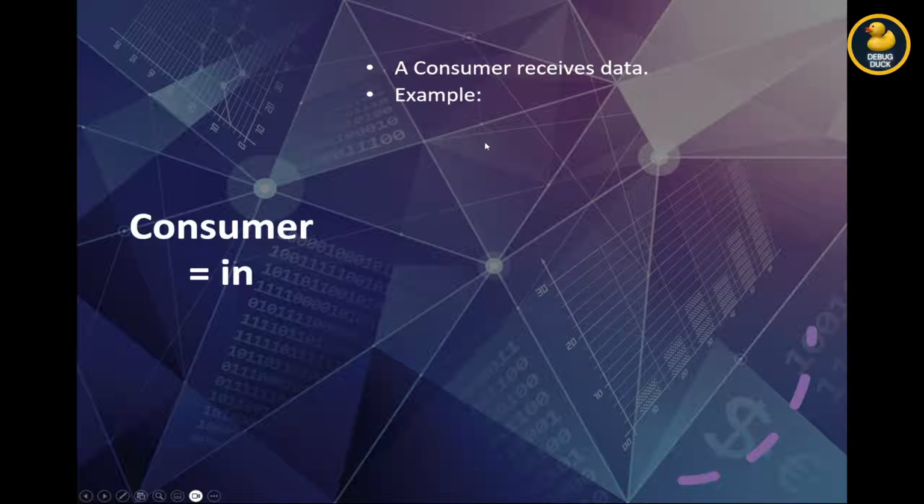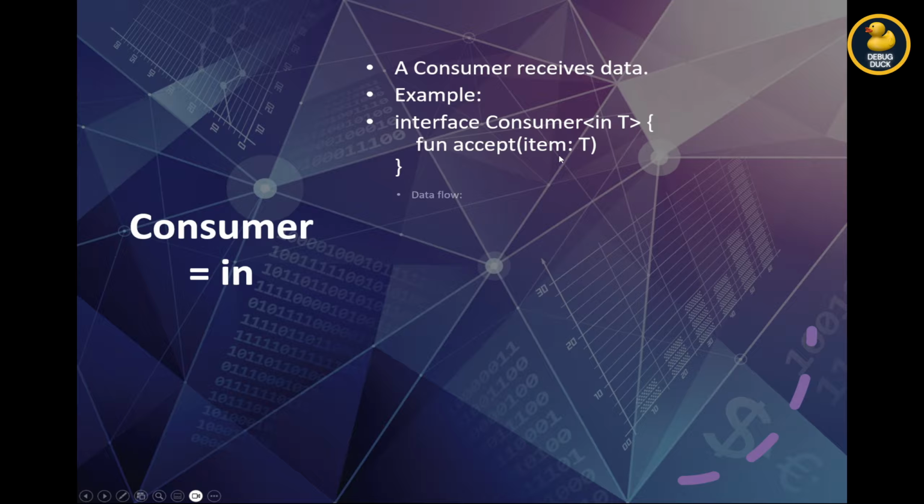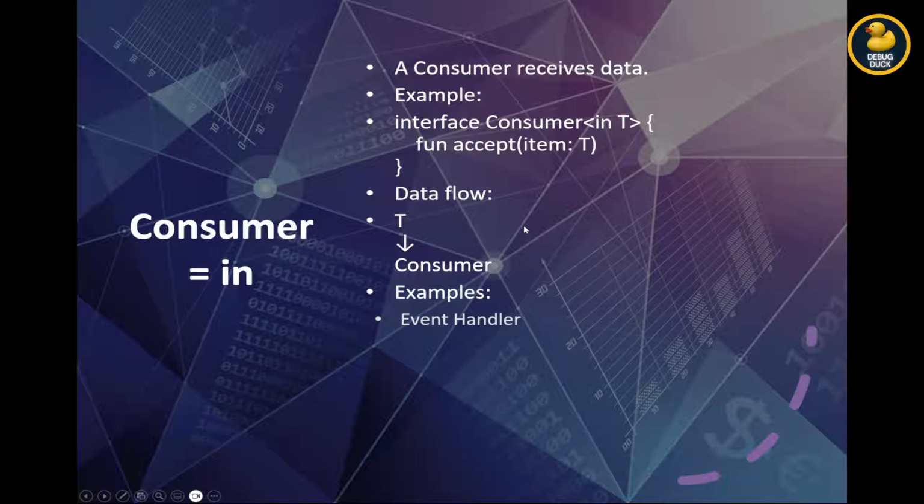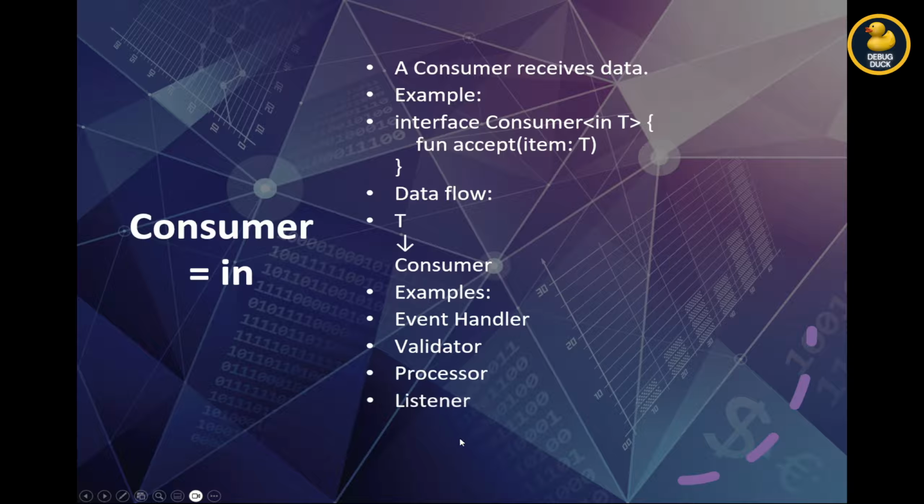Consumer equals in. A consumer receives data. For example, interface Consumer<in T> with function accept. The data flows from T to the consumer. For example, event handler, validator, processor, listener. Data goes in.